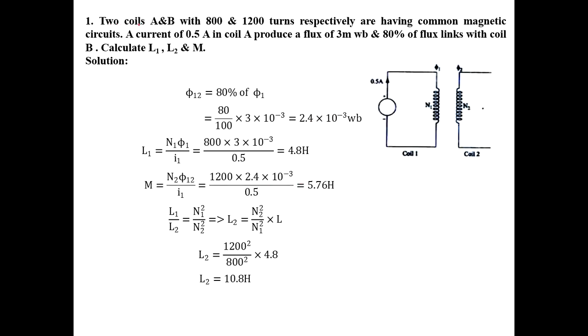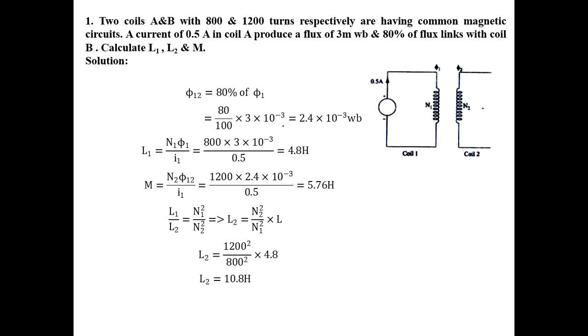First problem. Two coils A and B with 800 and 1200 turns respectively are having common magnetic circuits. A current of 0.5 ampere in coil A produces a flux of 3 milliweber and 80% of flux links with coil B. Calculate L1, L2 and M. Here in this problem they have given φ12. φ12 is equal to 80% of φ1. First we have to find the φ12 value, which is equal to 80 divided by 100 into φ1 value, 3 into 10 to the power minus 3.